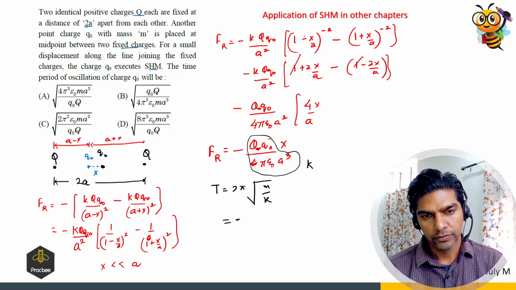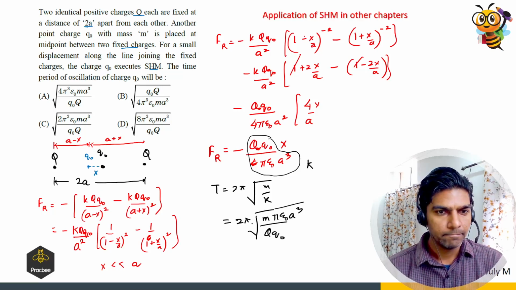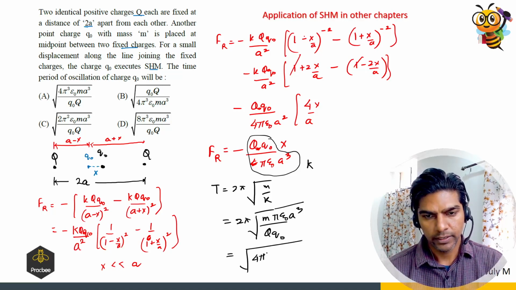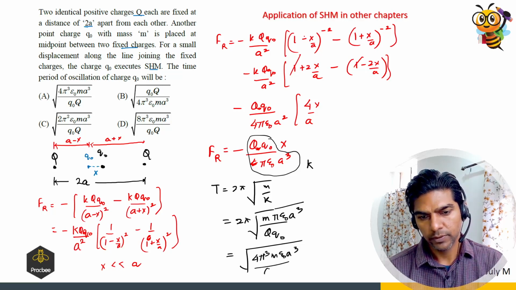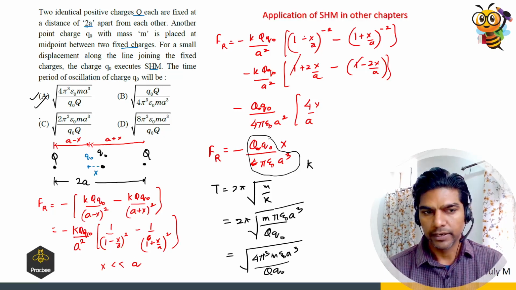So let us put the values. So 2 pi root m, and the k is Q Q0 by pi epsilon naught a cube, and let us take this 2 pi into the square root. So we will get 4 pi cube m epsilon naught a cube divided by Q Q0. So that is the option. Option A is the right answer.